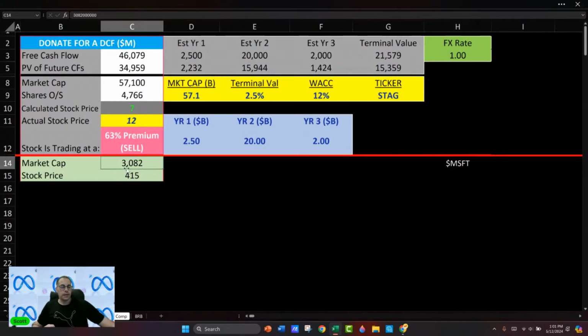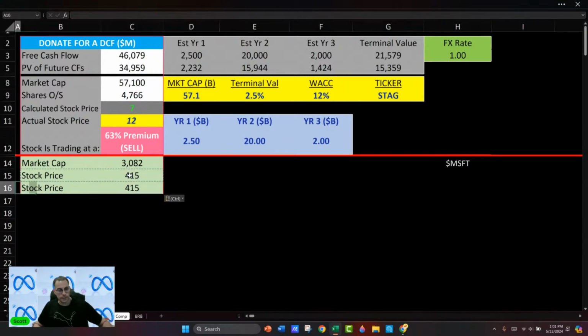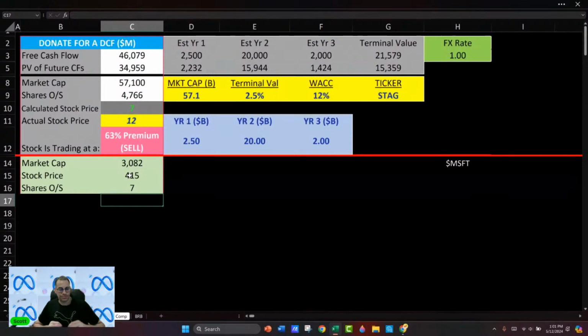Okay, so that's the market cap, 3,082, because it's in millions. Stock price 415. Shares outstanding is just market cap divided by stock price. So it's 7 million shares outstanding for Microsoft.